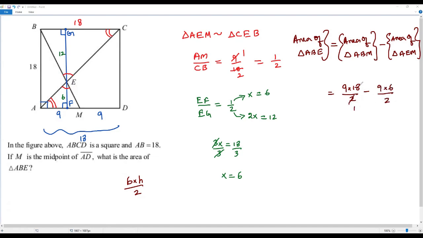Here 2 goes into 2 1 times, 2 goes into 18 9 times. Here 2 goes into 2 1 times and 2 goes into 6 3 times. Here 9 times 9 is 81. Negative 9 times 3 is 27. When I subtract 27 from 81, I am getting 54. Therefore, the area of triangle ABE is 54 square units.